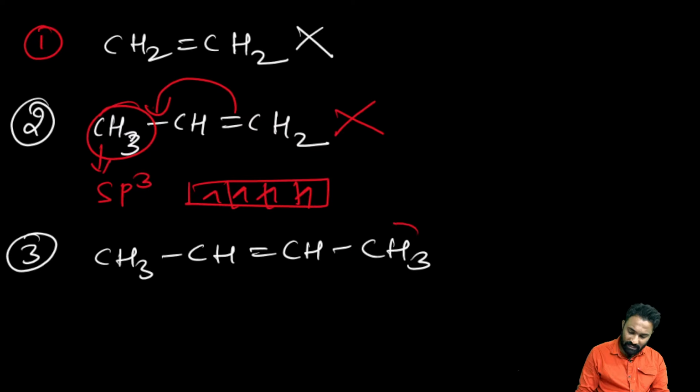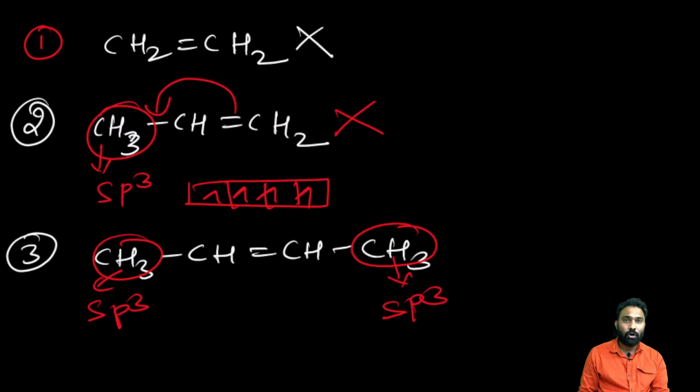No, because these are sp3 carbons. No, good. These are sp3 carbons, no conjugation is possible. There is no conjugation because this pi bond cannot be shifted here, because both are sp3 carbons.